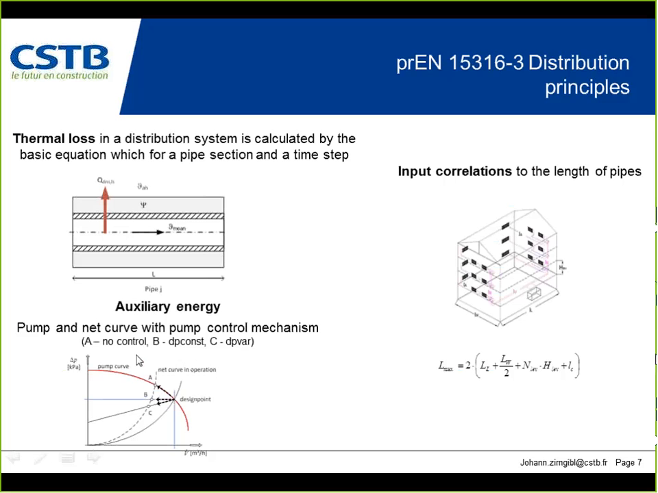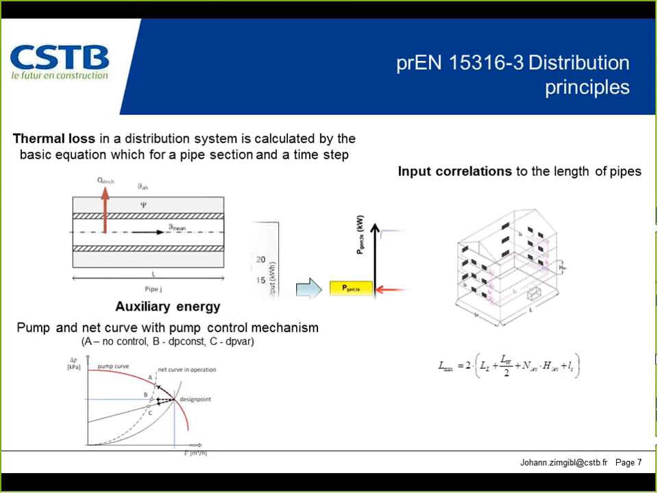Here we also take into account the control, for example, if there is no control or if there is speed control or things like this. So these are mainly the points we take into account when we are talking about distribution losses.